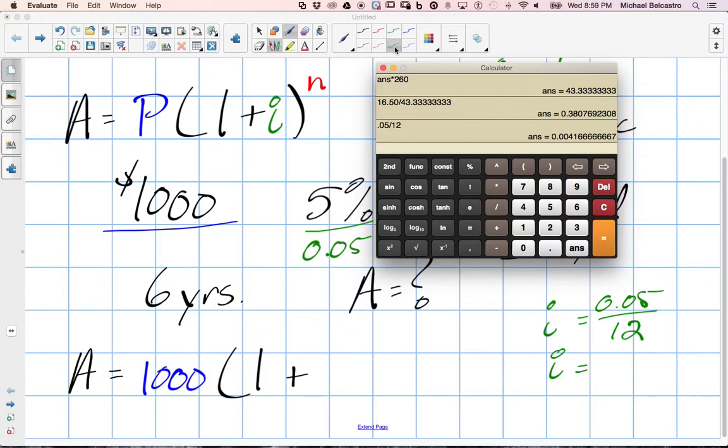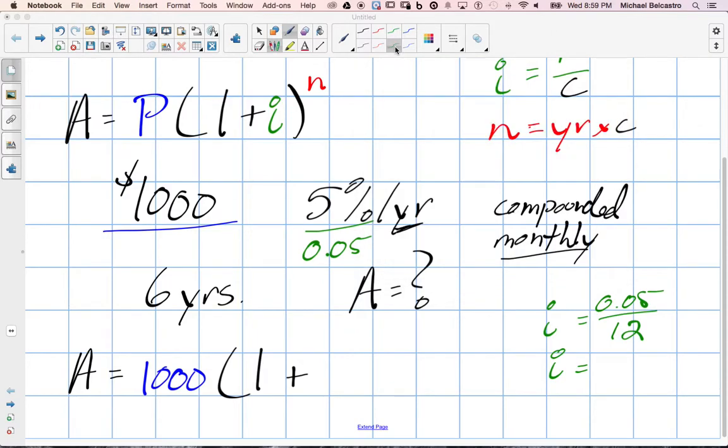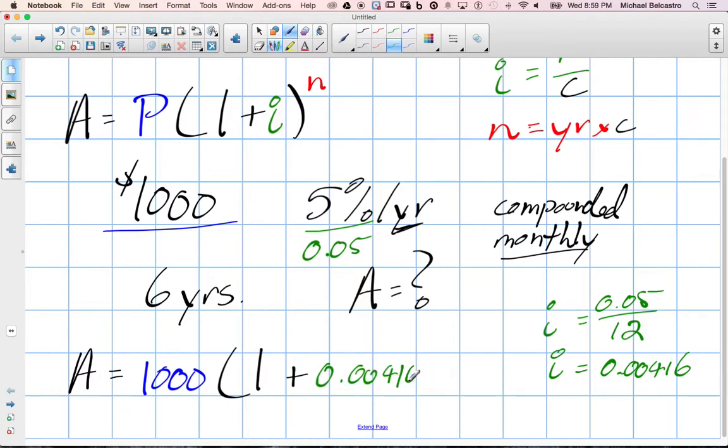You can leave it as a fraction. Two zeros, a 4, a 1, and a 6. So there's our i value: 0.00416.